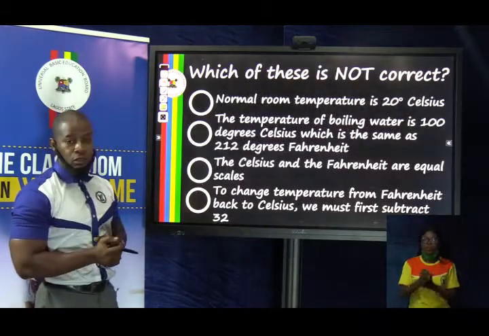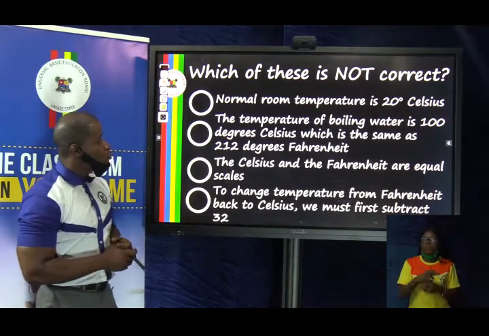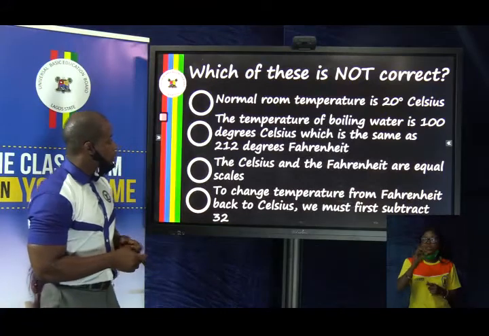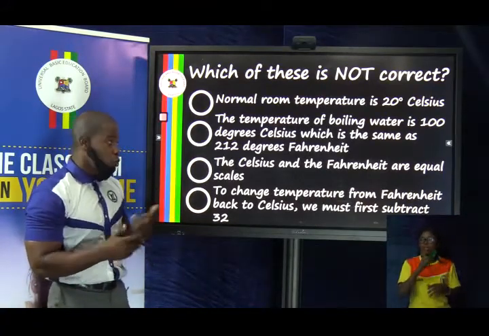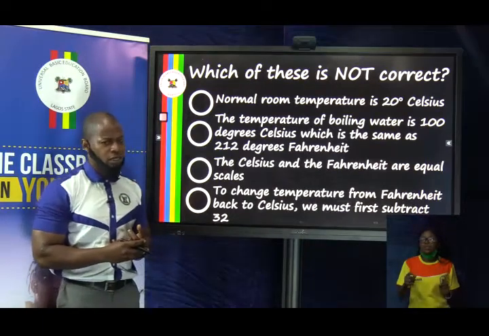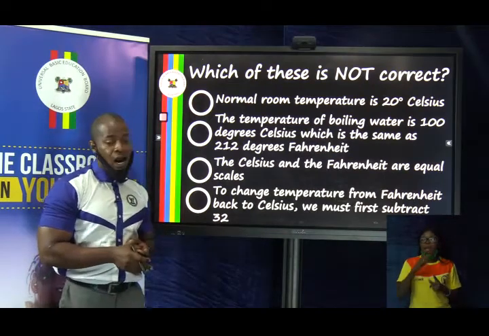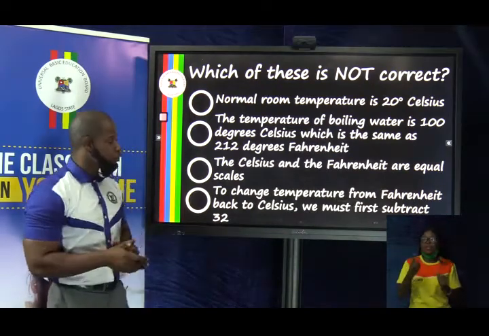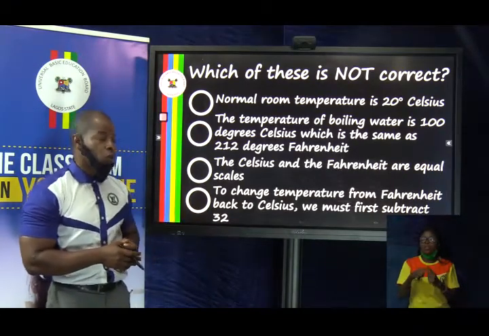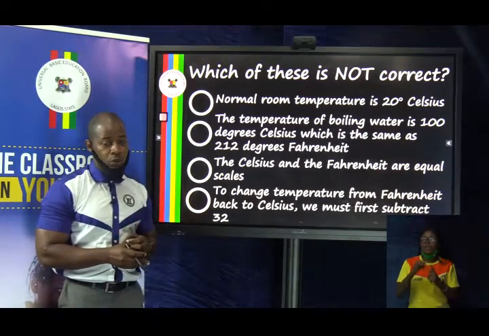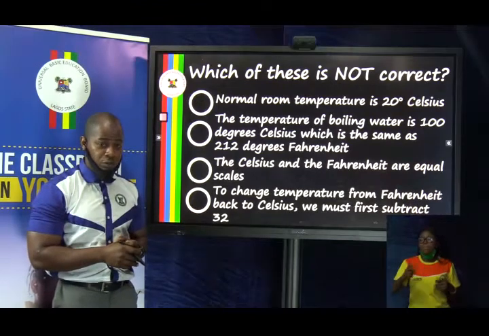Now, which of these is not correct? First statement says normal room temperature is 20 degrees Celsius. Second statement says the temperature of boiling water is 100 degrees Celsius, which is the same as 212 degrees Fahrenheit. Is that correct? The third option says the Celsius and Fahrenheit are equal scales. Is that correct? The last one says to change temperature from Fahrenheit back to Celsius, we must first subtract 32. Is that correct? Ponder over it, select one.